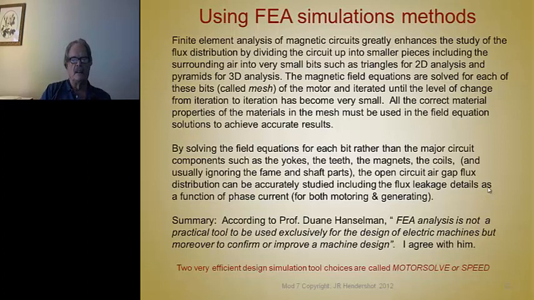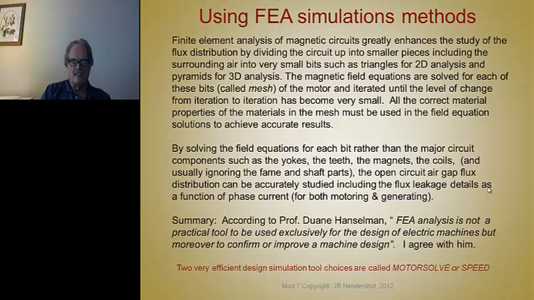The finite element method of magnetic circuits greatly enhances the study of the flux distribution by dividing the cross-section up into smaller pieces of cross-section, including the surrounding air, to very small bits such as triangles for 2D analysis and pyramids for 3D analysis. The magnetic field equations are then solved for each of these bits, called mesh. So to find out what the flux distribution is over a large cross-section, you break it up into a bunch of smaller cross-sections and calculate the average flux density in each one of those little bits in the mesh, and then you connect them all together to predict a pattern of flux density through the larger cross-section.